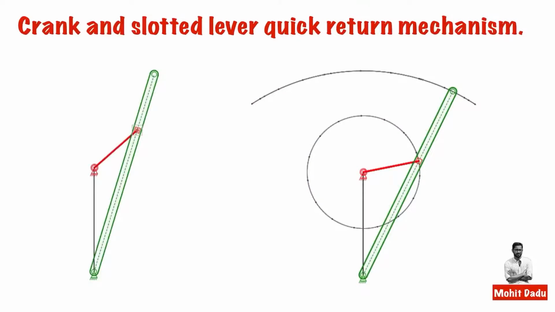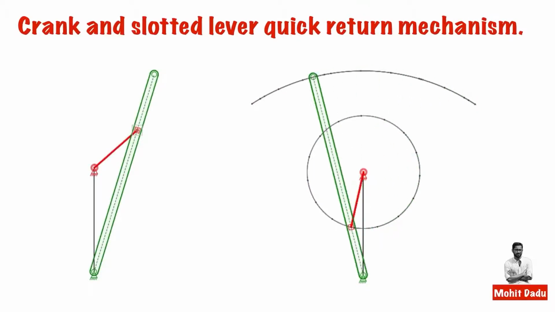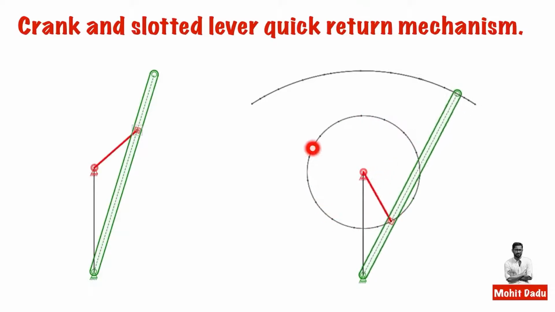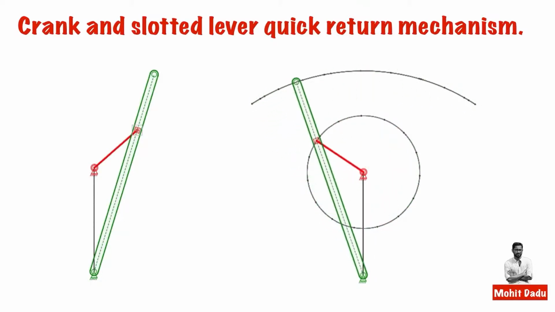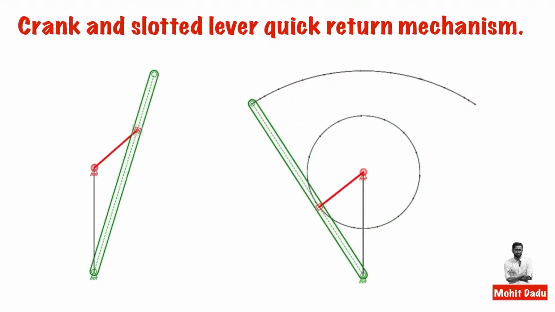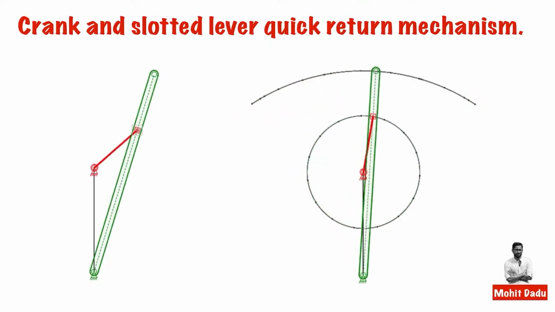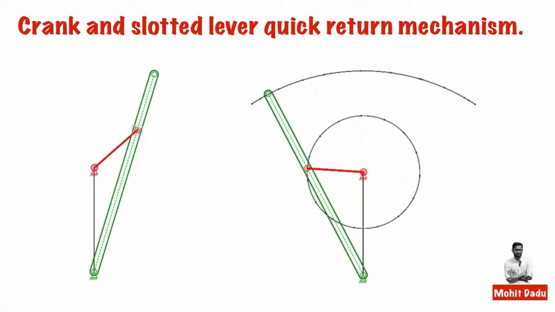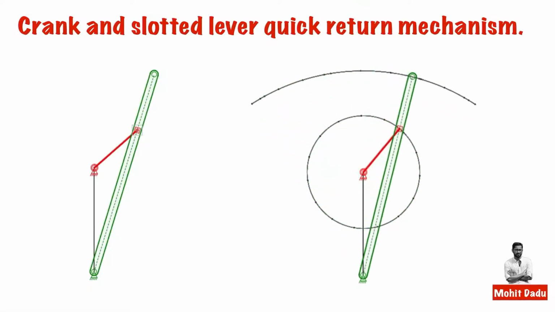So here you can see the animation. This crank is undergoing a full rotation, the locus of which is shown here, and this end of the slotted lever is forming a rocker. That means it is rotating within a specified angle. So this is the crank and slotted lever quick return mechanism. Next I will show how we can find the extreme positions.